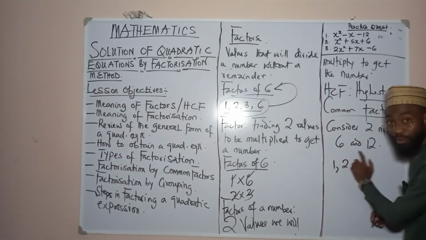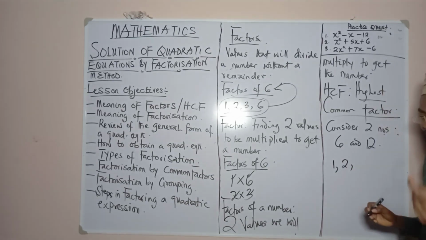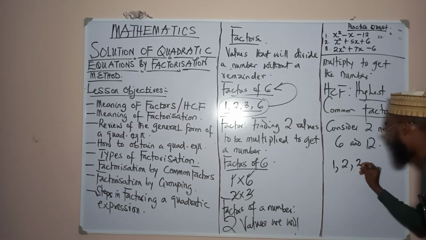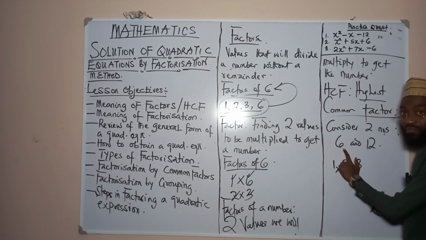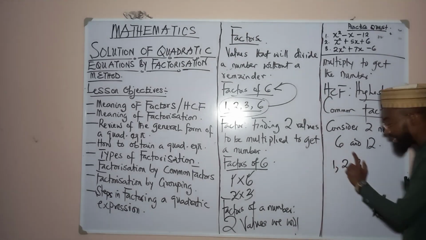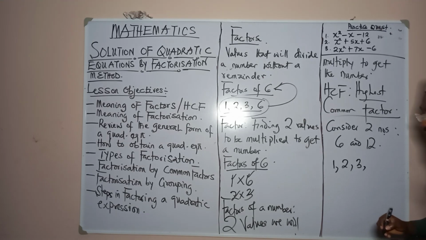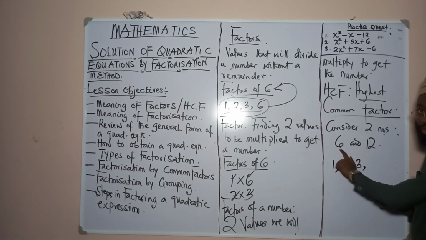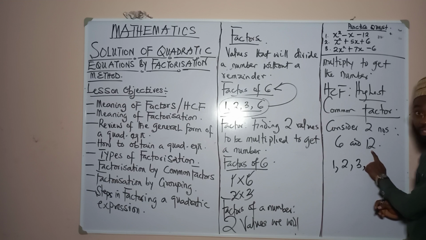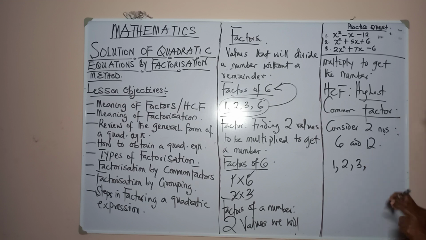So, 2 is a common factor between them. Let's also think, I know you're thinking with me, 3 is also a common factor because 3 can go into 6 and also go into 12. Let's go through again. Now, 4 is not a common factor because 4 will give us a remainder here, and then 4 can divide this directly. So, 4 is not a common factor.